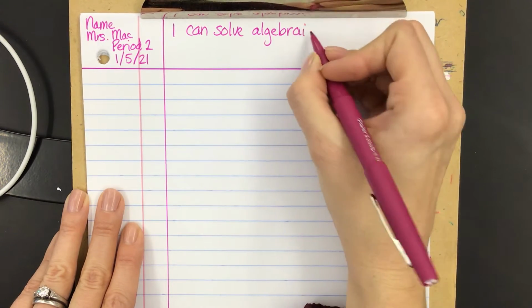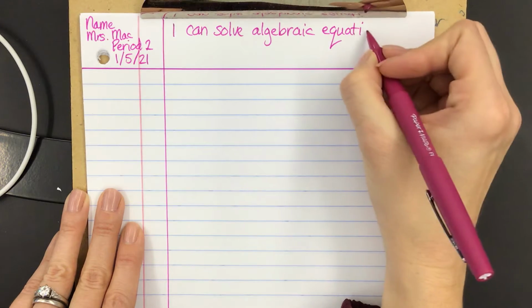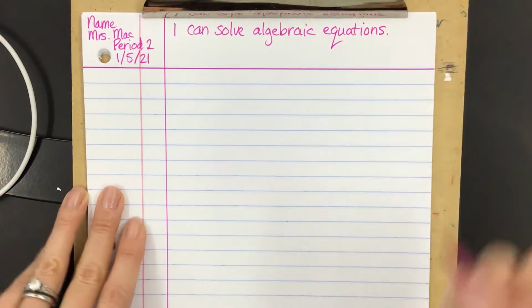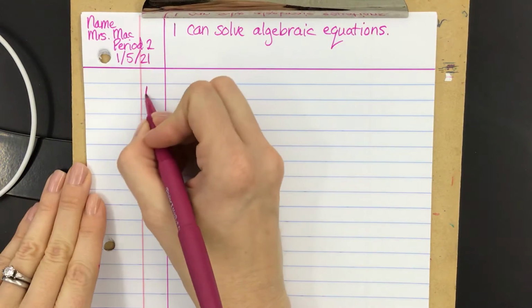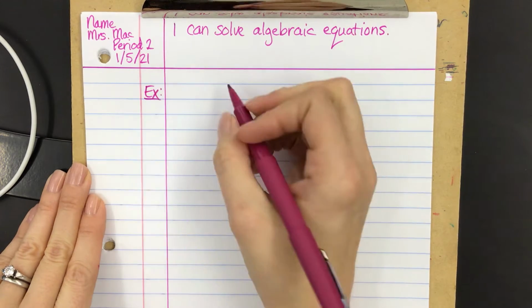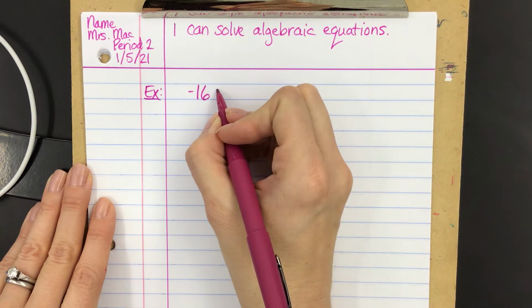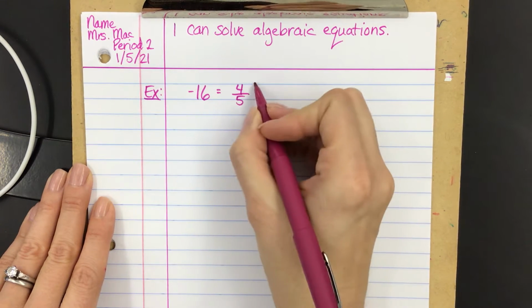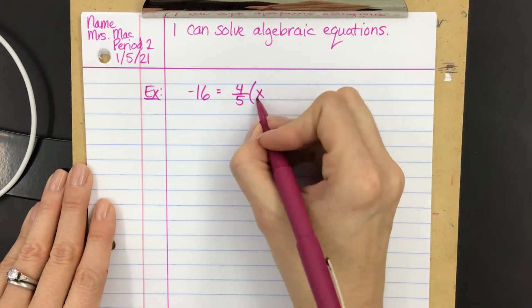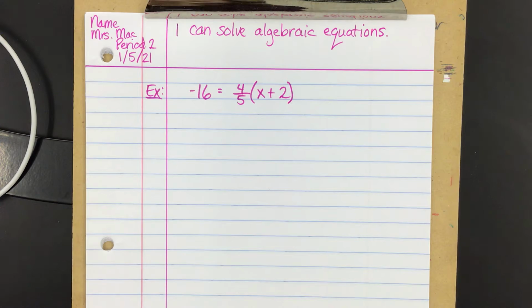Our learning target today is I can solve algebraic equations. Okay. So I'm going to show you an example here. Negative 16 is equal to 4/5 times x plus 2.